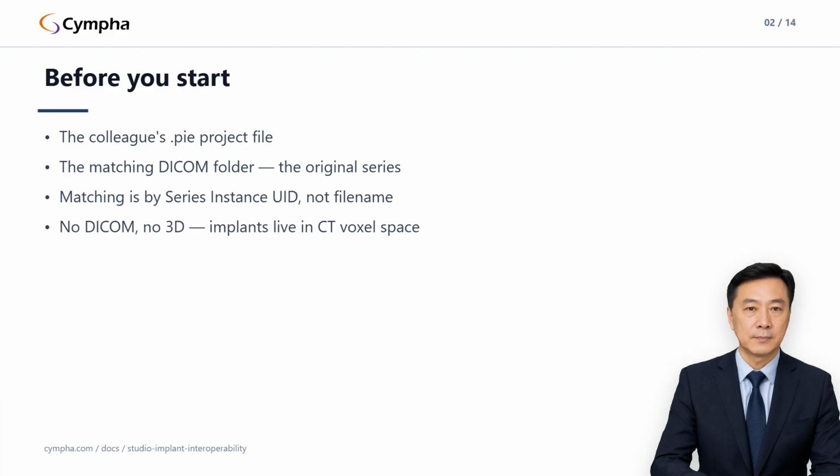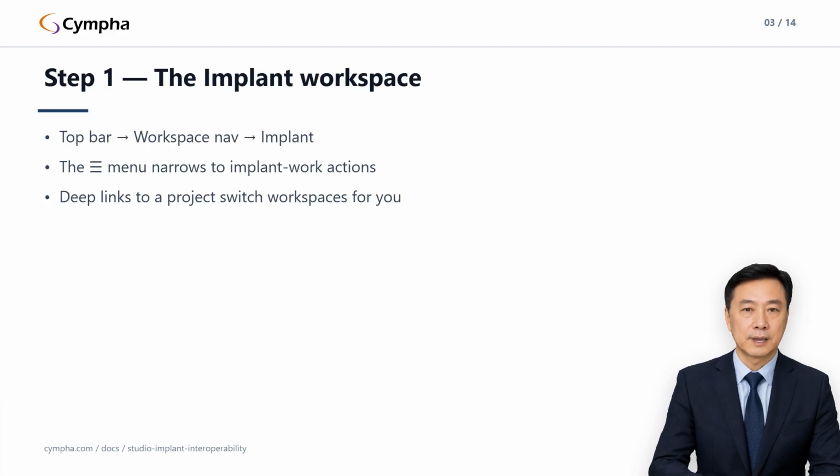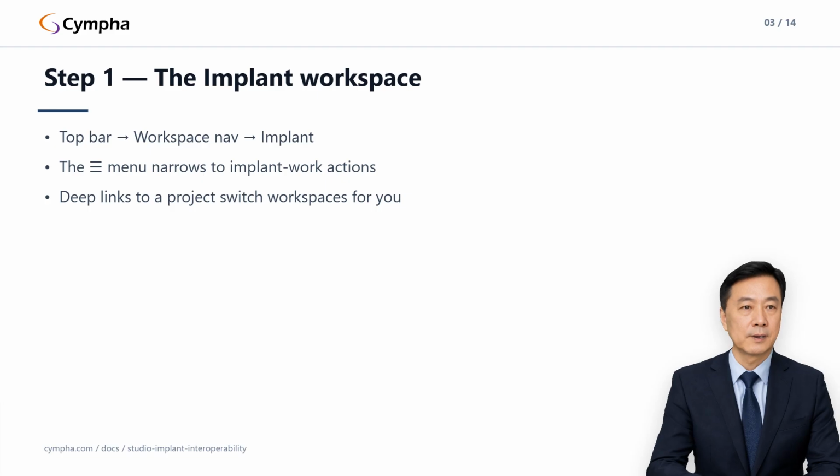First, put Studio in the right context. In the top bar, open the workspace nav and pick Implant. The hamburger menu narrows to the file actions implant work needs: DICOM, the implant project, optical scans, pictures, open URL, reset camera, clear scene, and the user guide. Remember, a workspace is a menu filter, not a mode. Nothing in your scene changes when you switch.